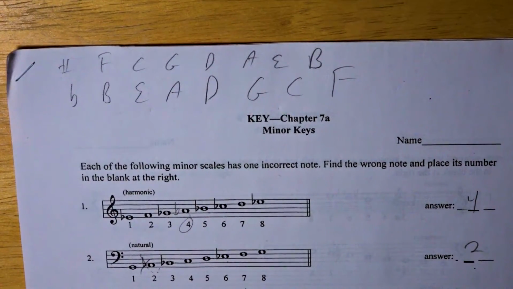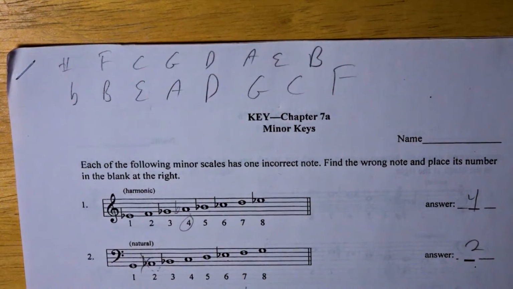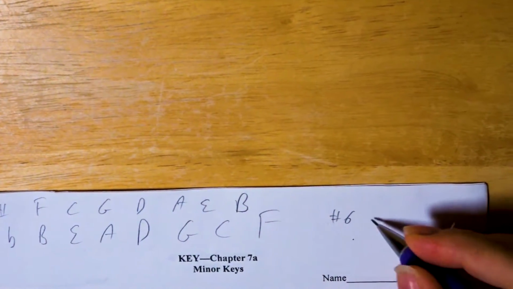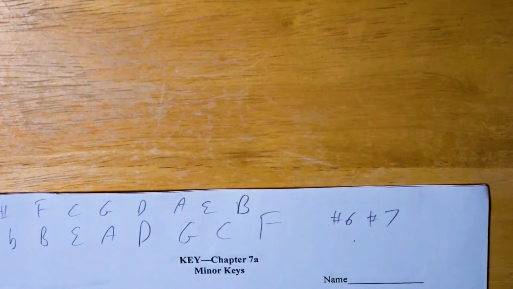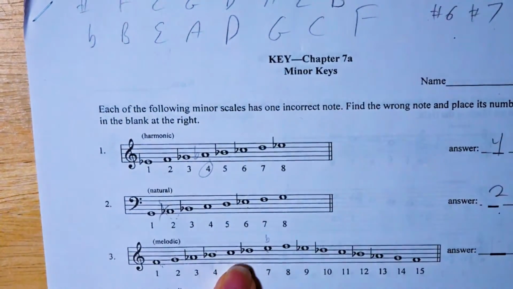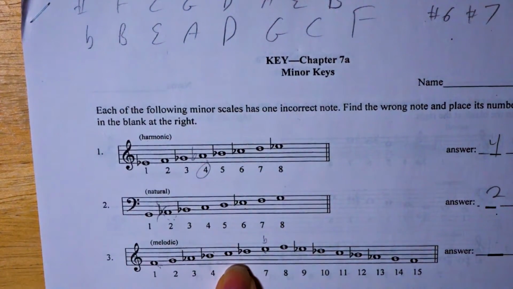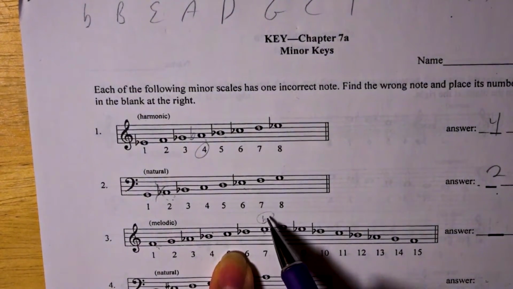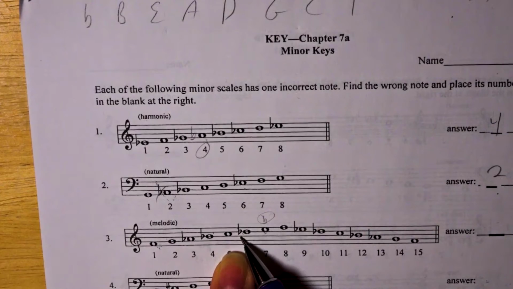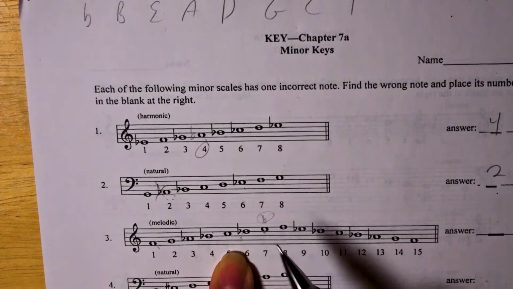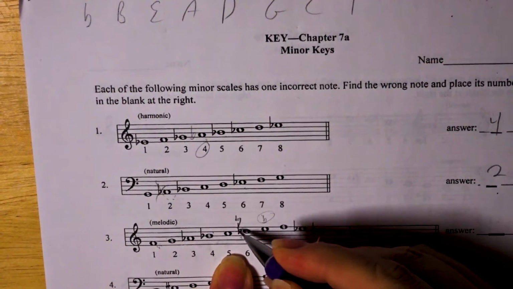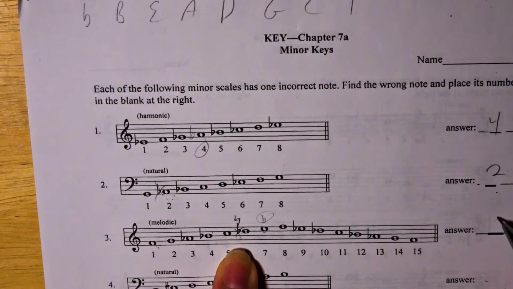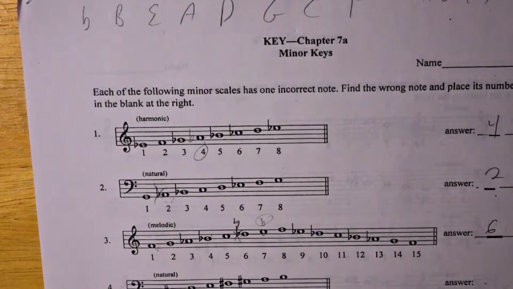So now you have to make it melodic. So what do you do with melodic? You have to raise the 6th and raise the 7th. That means you have to raise the 6th and the 7th on the way up. So that one's raised. This one is not. This one's supposed to be natural. So the answer is supposed to be 6.